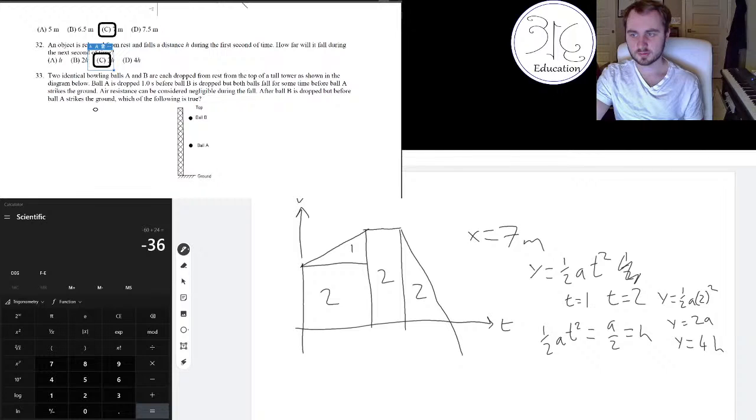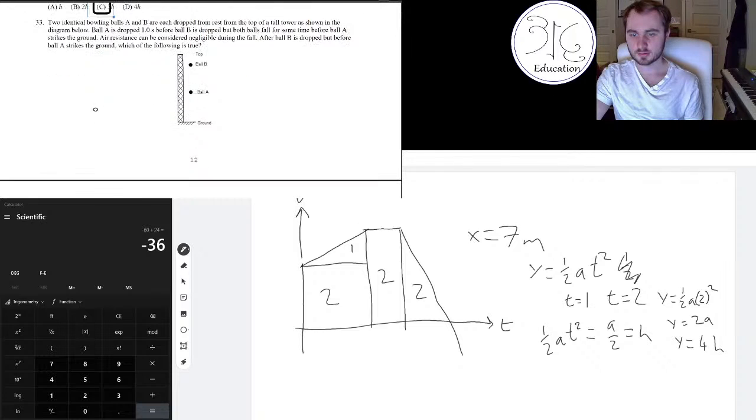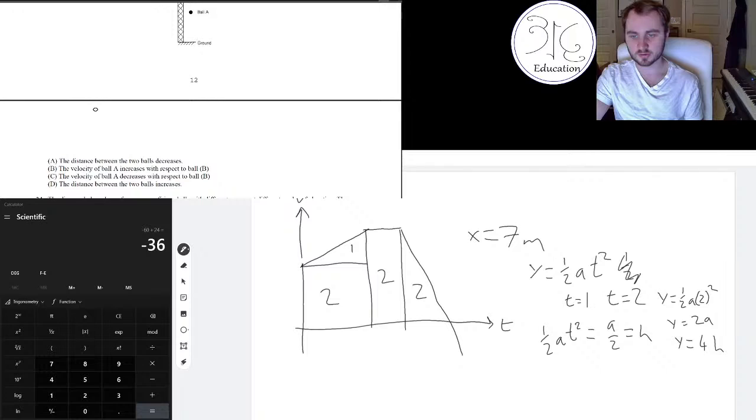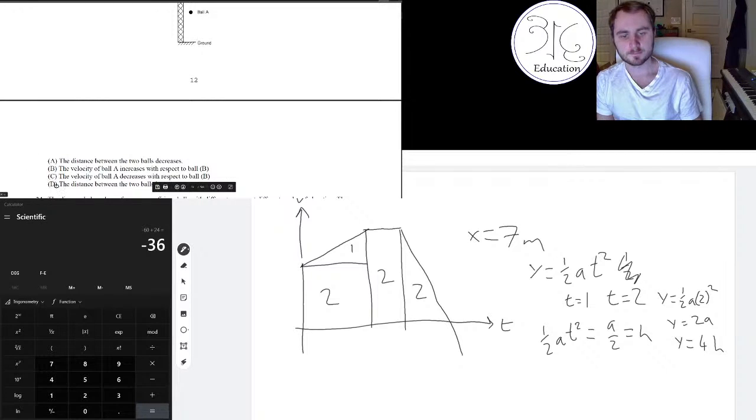This is the rate of increase. So they're both increasing at the same rate. A has a higher starting velocity, but they're increasing at the same gravitational rate. So ball A's velocity is not increasing with respect to ball B. The distance apart is going to be increasing because ball A is traveling at a higher velocity than ball B. So I guess we'll call that D. D is our best option here.